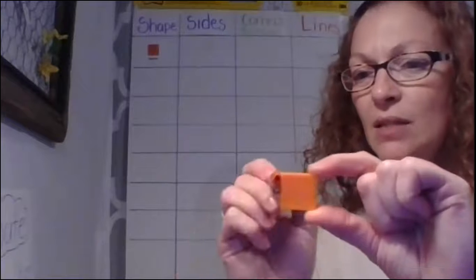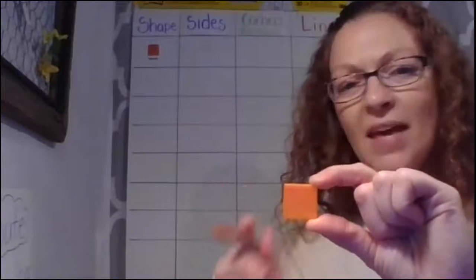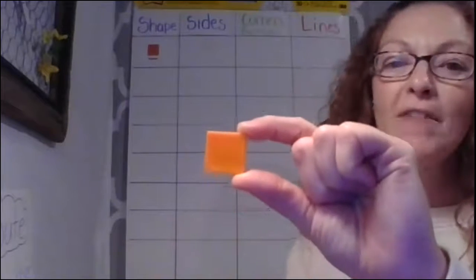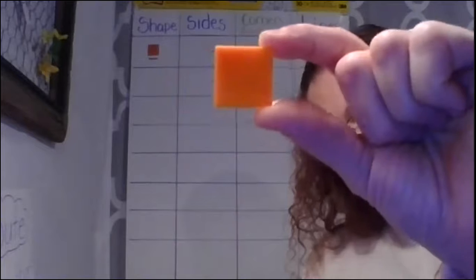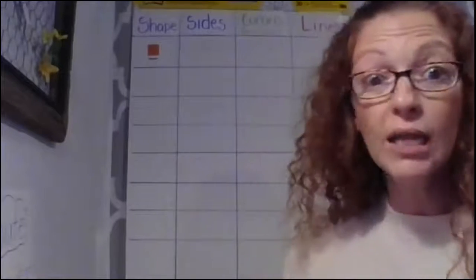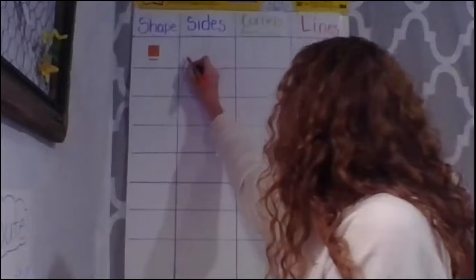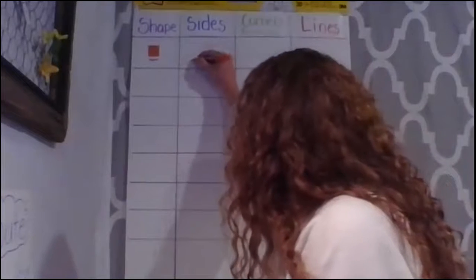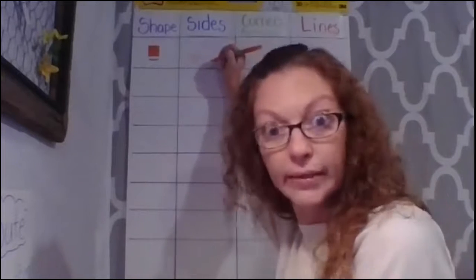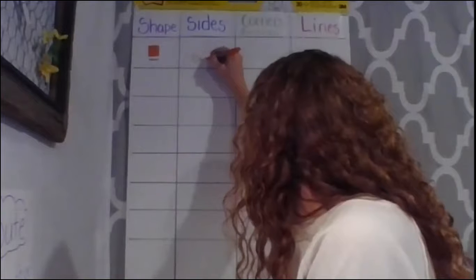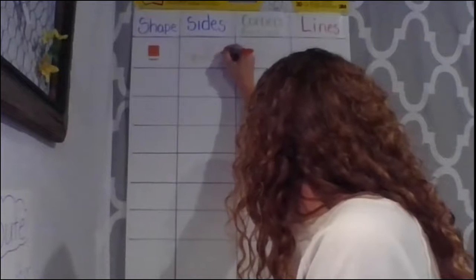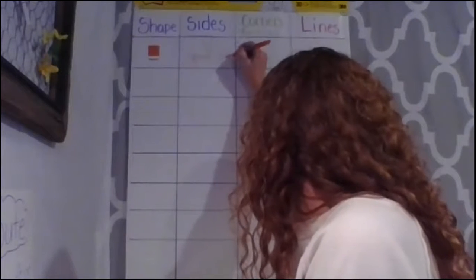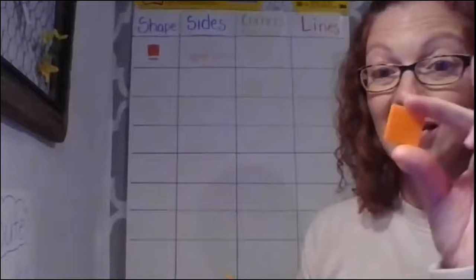All right, let's look at the square. Look at the sides. Are they all different sizes or are they all the same, equal size? Yeah, the square has all equal sides. They are the same, so equal. It doesn't help when your marker runs out. Equal sides. Nice job.